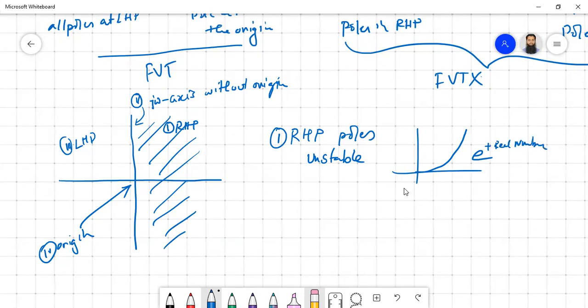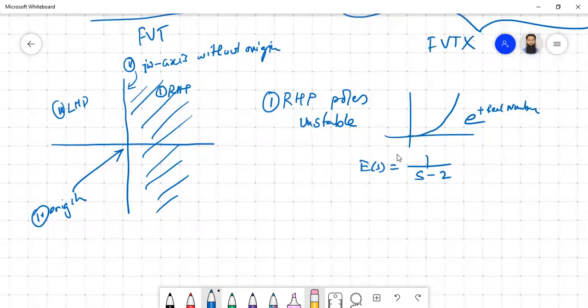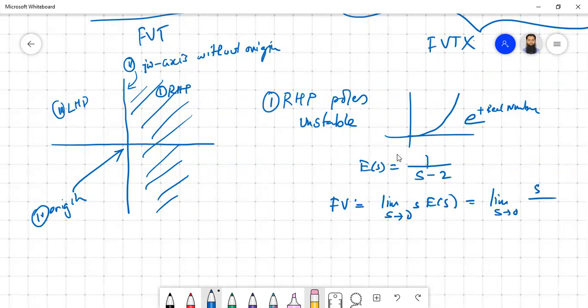So just assume any transfer function. Say that your transfer function E(s) is 1 by s minus 2. The final value theorem says that our final value will be the limit as s tends to 0 of s E(s). If you apply that, limit s tends to 0 of s by s minus 2, s is going to 0, so we are going to get a 0.